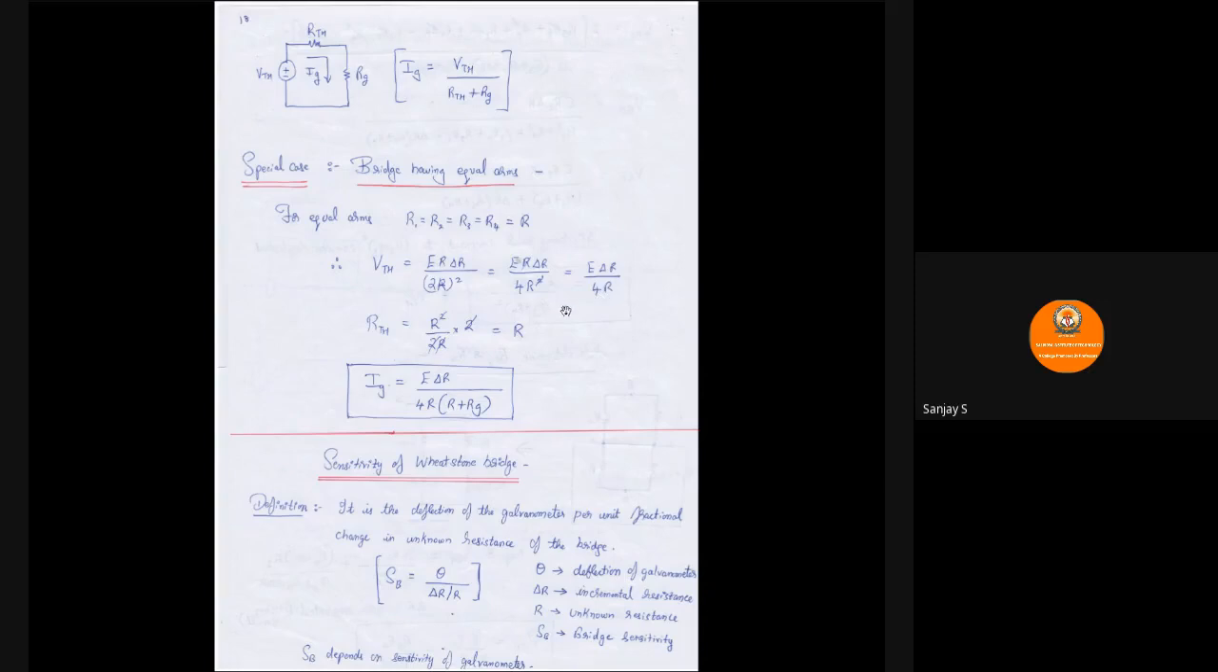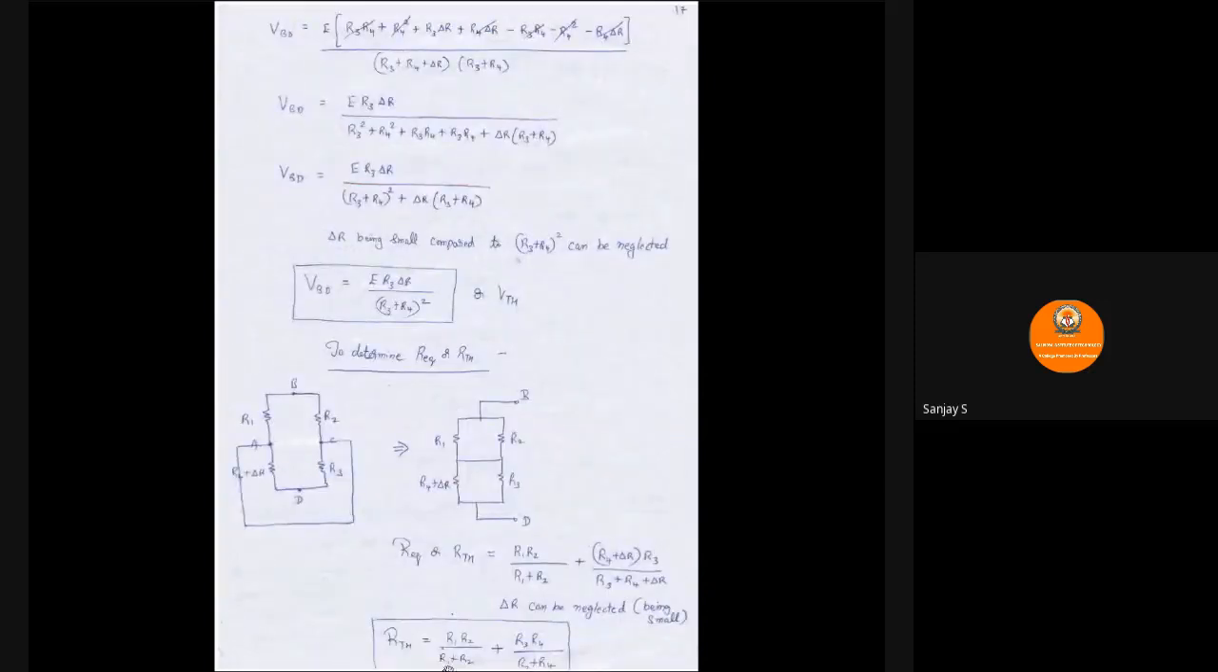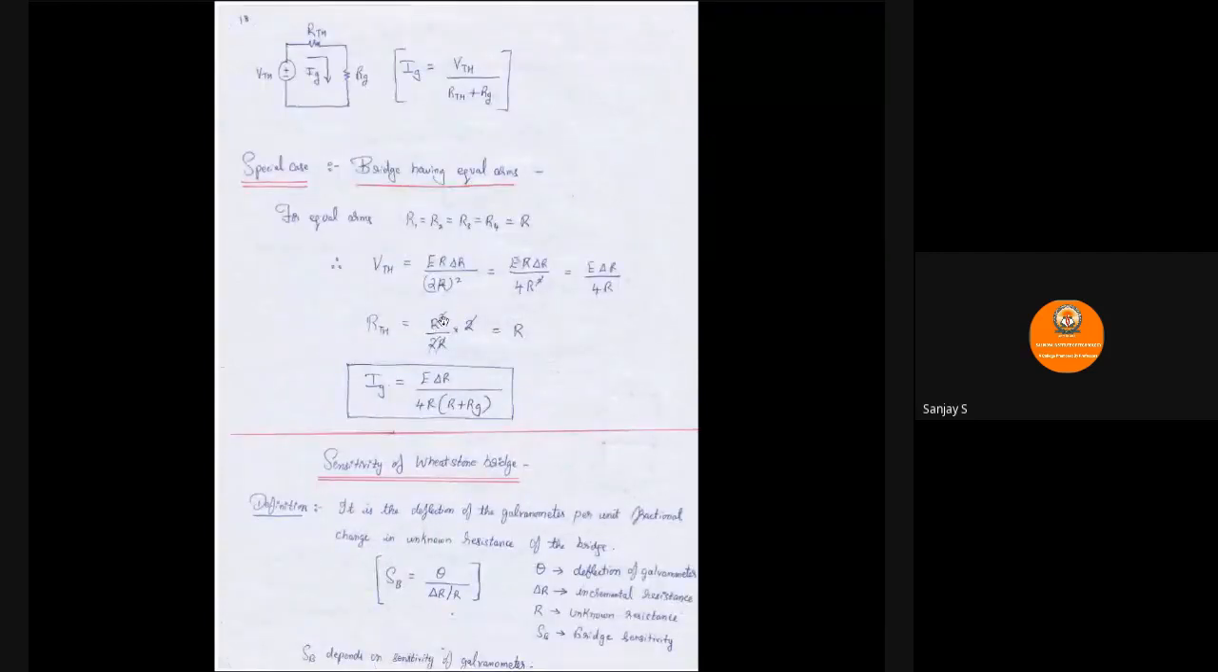And then coming to RTH. You can see here you have R1 R2 by R1 plus R2 plus R3 R4 by R3 plus R4. You just have to substitute R1, R2, R3, R4 equal to R. So in the numerator it will become R square, and here it will become 2R. So R square by 2R plus R square by 2R. It will give you R square by 2R into 2. If you cancel, the equivalent resistance will be R.